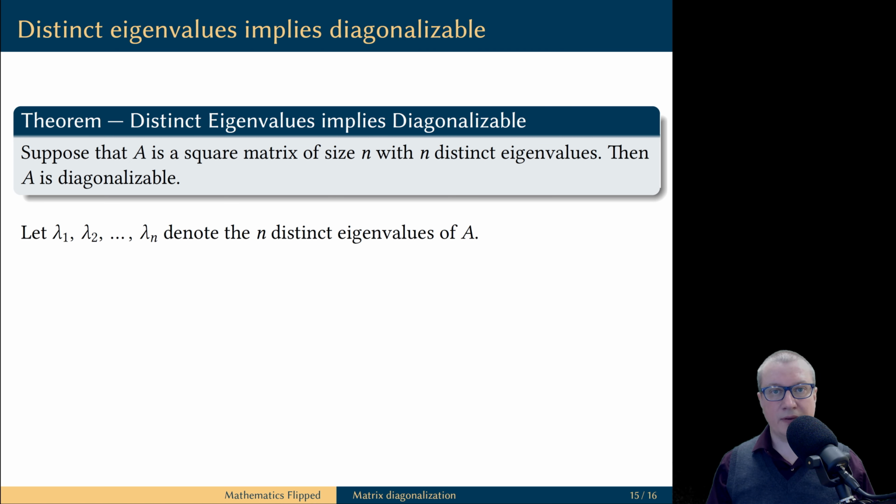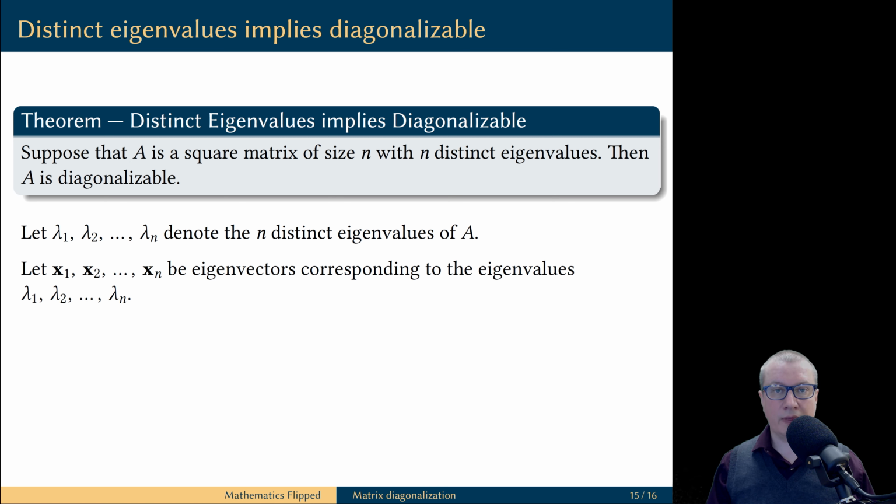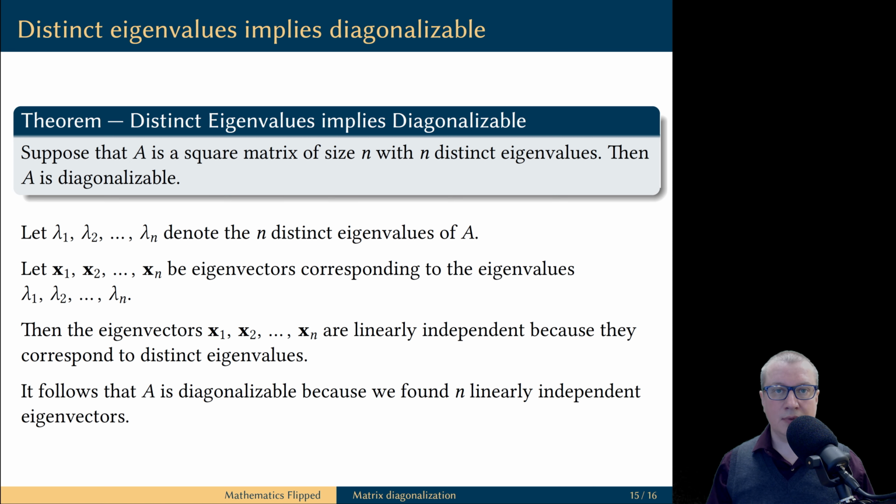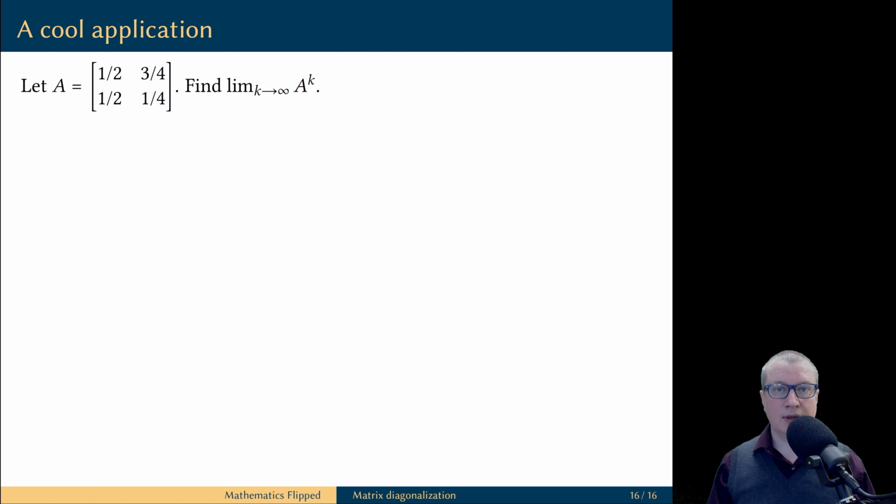Let's suppose that this square matrix A of size n has n distinct eigenvalues. Then we take one eigenvector for each of the eigenvalues. We have n eigenvectors of the matrix, and they are automatically linearly independent because they correspond to distinct eigenvalues. This means the matrix A is diagonalizable because we have found a set of n linearly independent eigenvectors of the matrix A. There are many applications of the notion of diagonalization because performing computations with diagonal matrices is much simpler than performing computations on generic matrices.